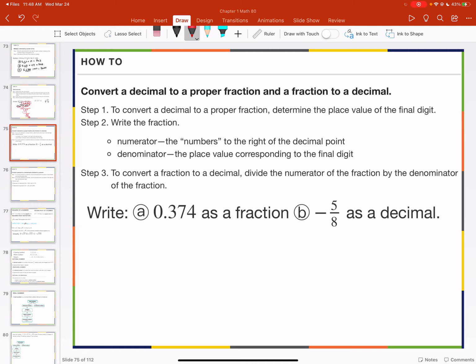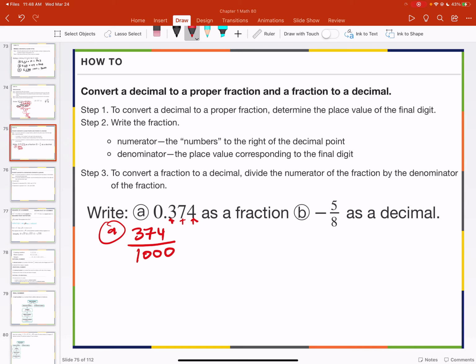Okay, what if we want to change a decimal to a proper fraction and a fraction to a decimal? To convert a decimal to a proper fraction, we determine what place value is the last digit, and then we write the fraction. So here we have 3. This is the tenths place, hundredths place, thousandths place. So for A, that's 374 thousandths, okay? And then we can simplify if we want.